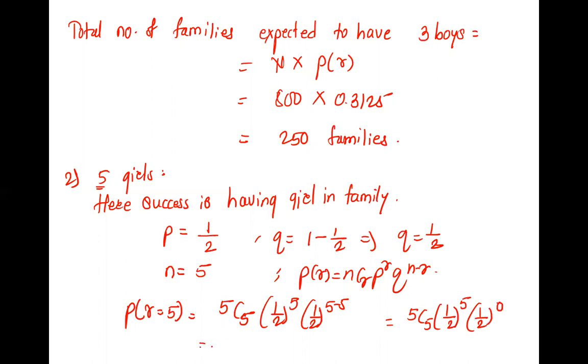0.03125. Correct. This is the probability of having all 5 girls. Such is the probability.